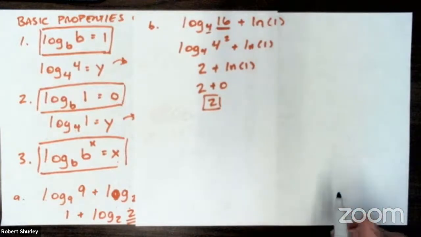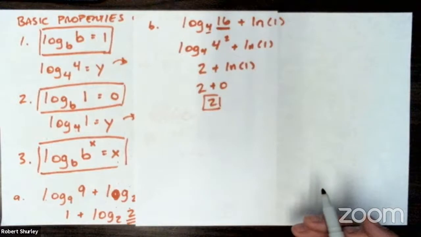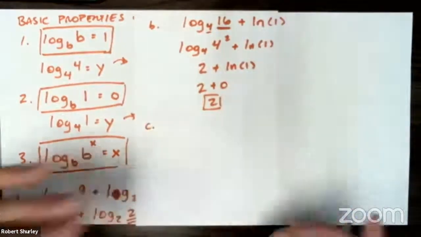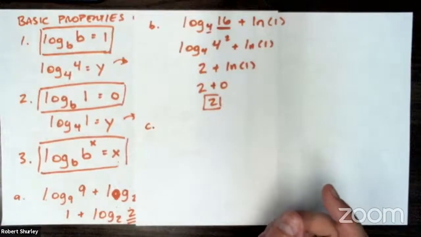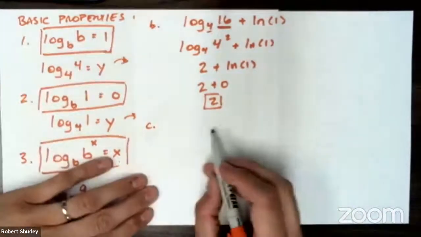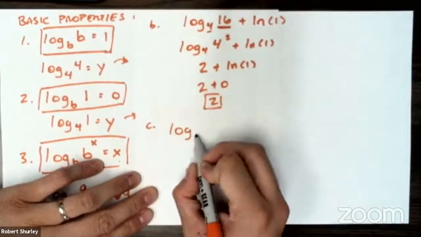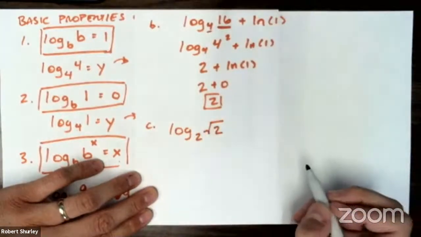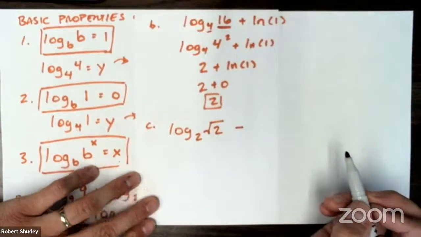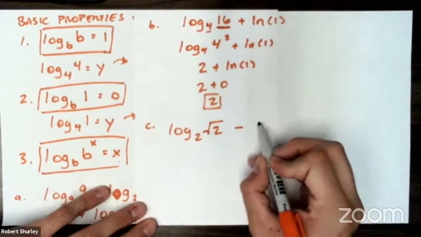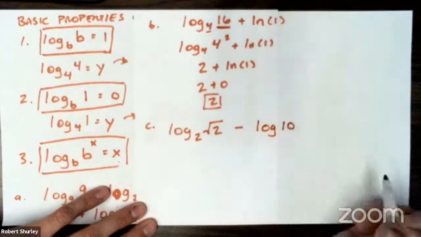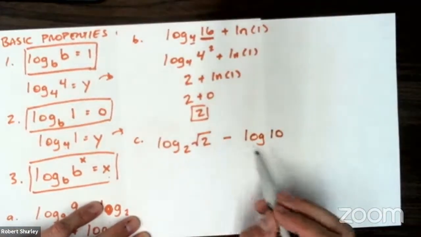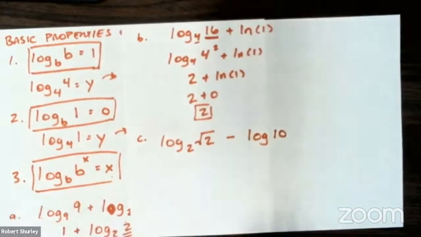Let me find another example here. This one, I'm going to throw a few curveballs at you, but they're not too bad. You just have to remember some notation things. Let's say I had log base 2 of the square root of 2 minus, let's say, log of 10. Okay, log base 2, the square root of 2 minus log of 10. So the goal again is to simplify completely. We're going to simplify out the logarithmic equation.